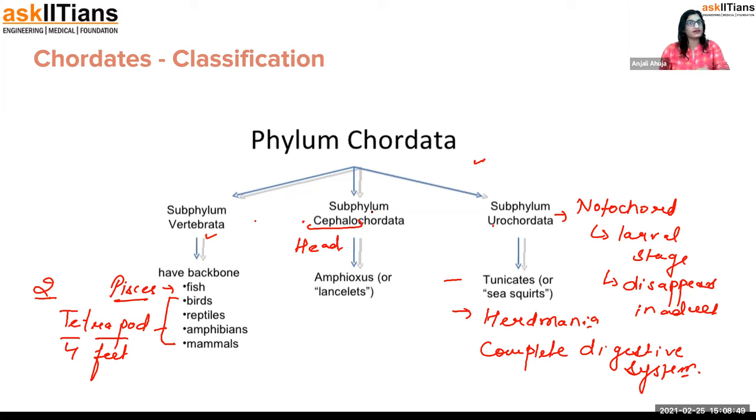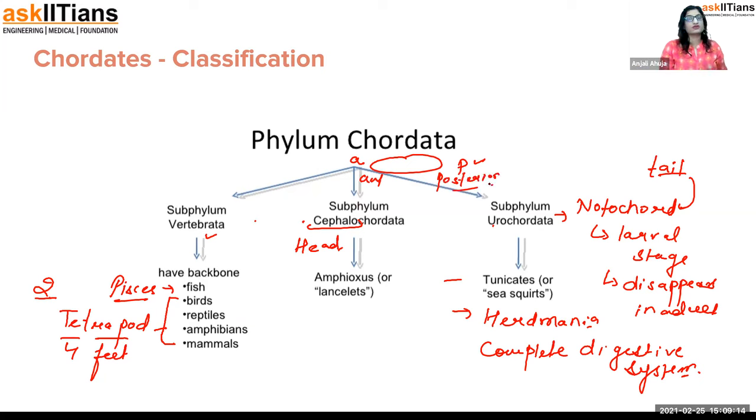Because in the urochordate one, I was saying the notochord is present, and that is present only in the tail of larval stage. Notochord is present, but only in the tail region. But in cephalochordate, this is present. Like suppose this is the body and this is the anterior part and this is the posterior part. So this is present throughout the structure of the organism from anterior part to the posterior part of the body.